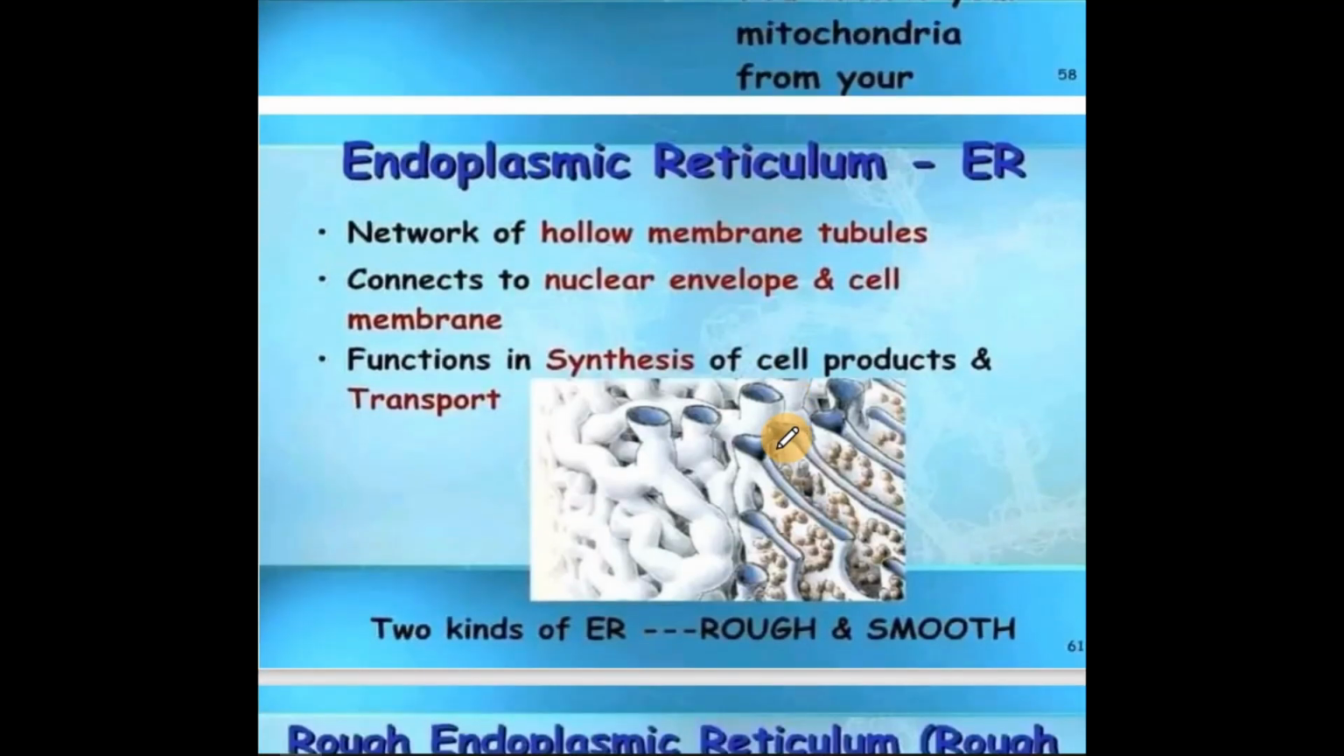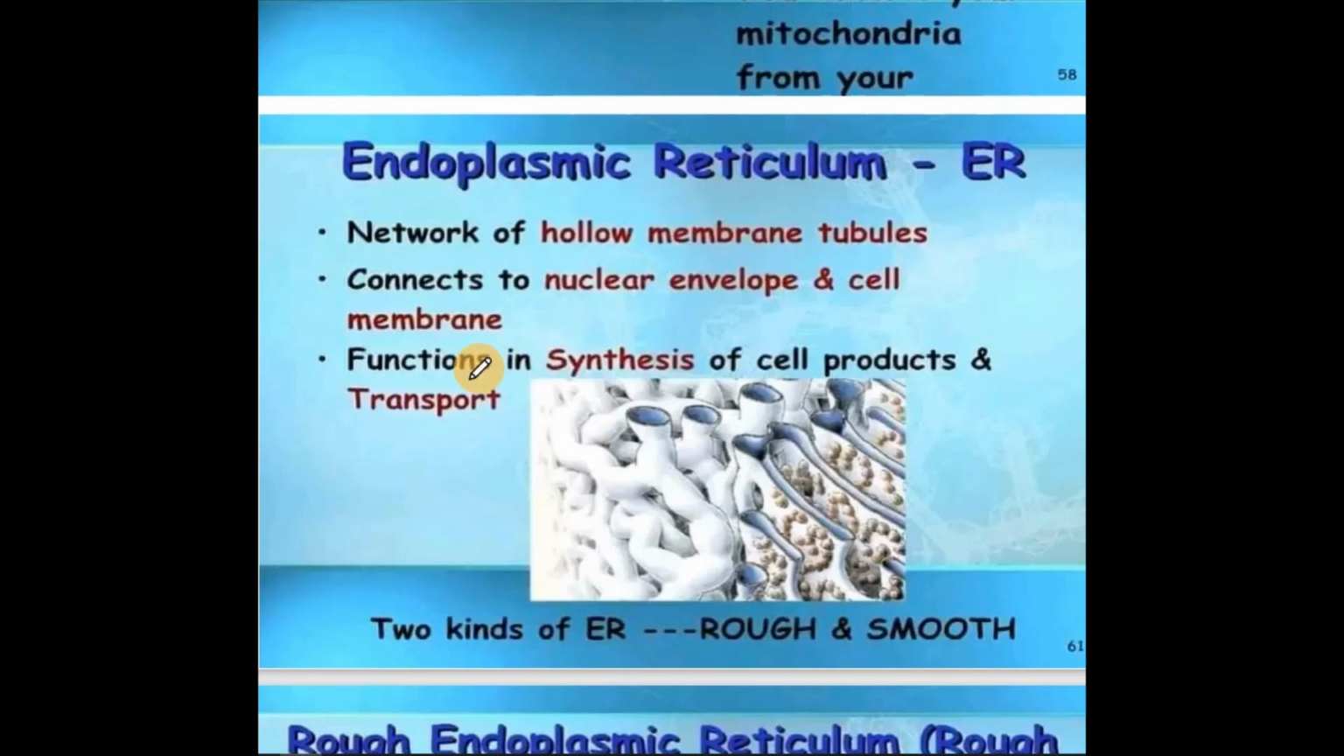Now let's look at the next organelle we call the endoplasmic reticulum. The endoplasmic reticulum, we say, is a network of hollow membrane tubules that connect the nuclear envelope to the cell membrane. There is a system inside the cell we call the endomembrane system. The endomembrane system helps in transport of material from the cell across the cytoplasm to the cell membrane and even outside. These three organelles form what we call an endomembrane system. So the endoplasmic reticulum forms a connection between the cell membrane and the nucleus.